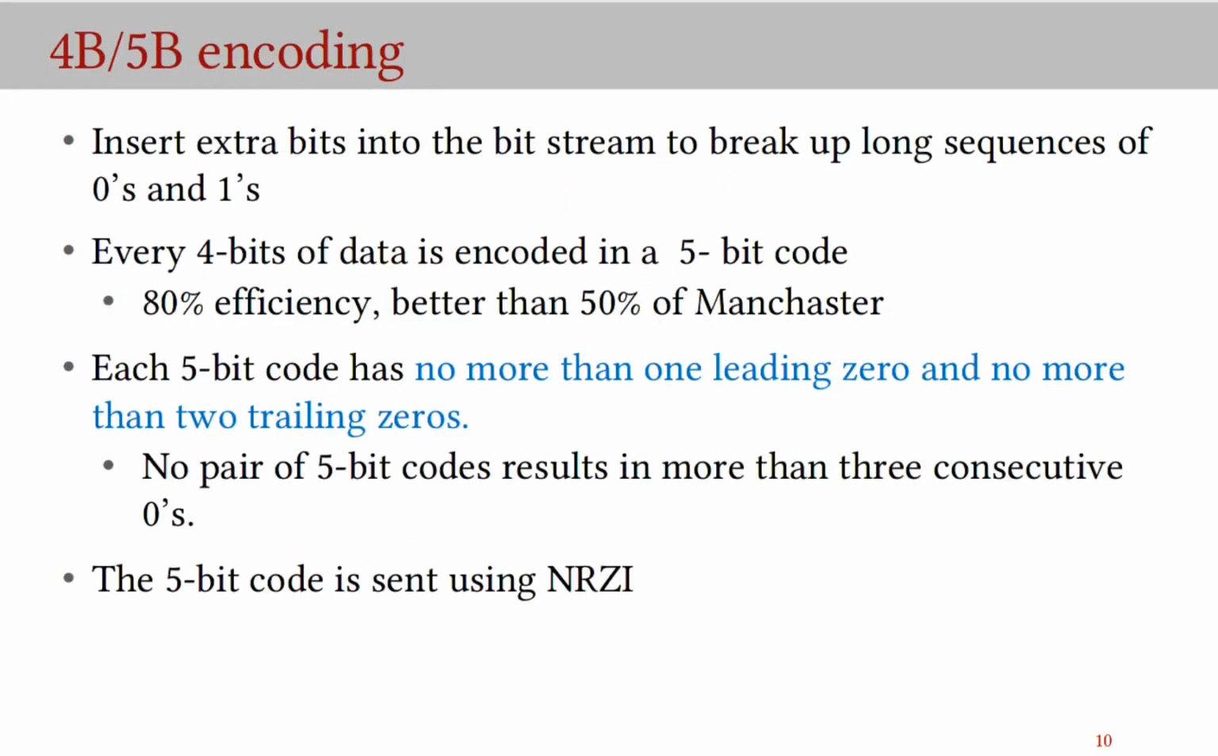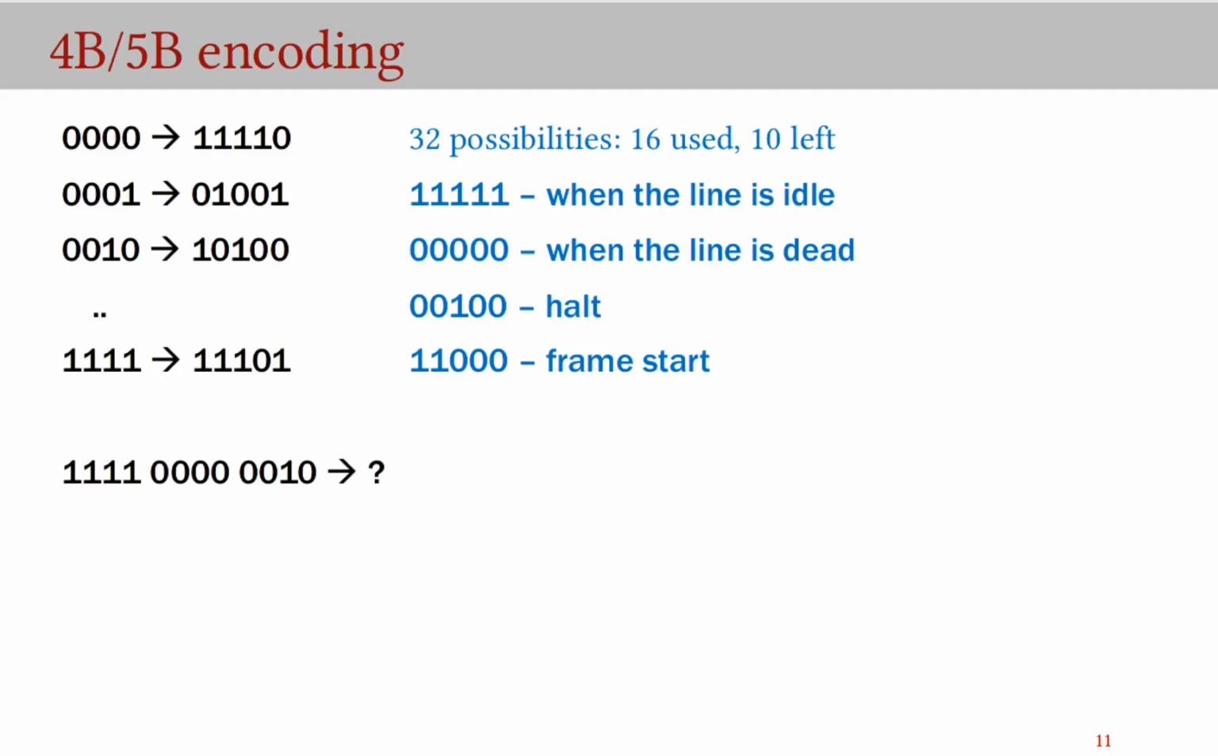4B5B encoding is the last one we will look at in this video. Remember, NRZI had the problem that it fixed the baseline wander and clock recovery for consecutive ones, but it couldn't fix the problem for consecutive zeros. And this 4B5B encoding fixes the problem of long strings of zeros, and it does so by encoding every 4 bits of data into 5 bits. Here I have shown some of the encodings of 4-bit data to 5-bit code. The 4 zeros is encoded as 4 ones followed by a 0. 3 zeros followed by 1 is encoded as 01001, and so on.